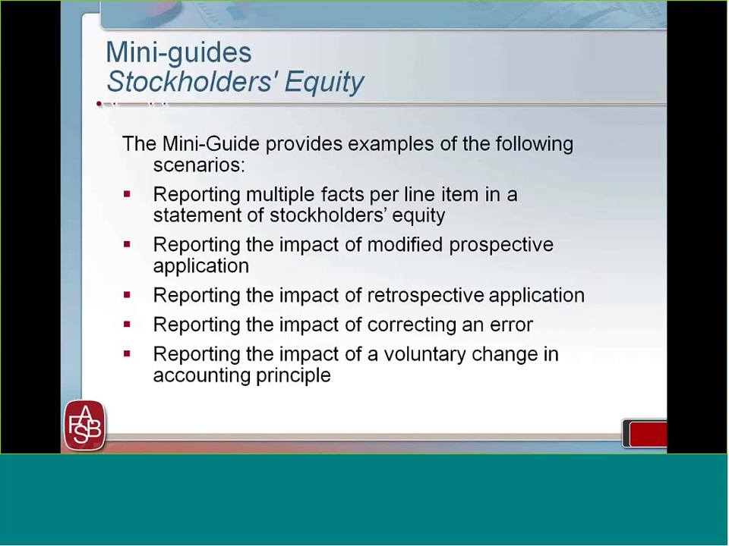These are common scenarios that we have seen within different financial statements, not just XBRL filings, but the financial statements themselves. So we have scenarios where multiple facts are being reported per line item. We've got prospective and retrospective application of changes, correction of an error, and so on. So that mini-guide is currently in process. We've been working on it for a while, I'm afraid to say, but putting aside a technical issue we need to deal with in the short term, we expect to have that published very, very shortly.